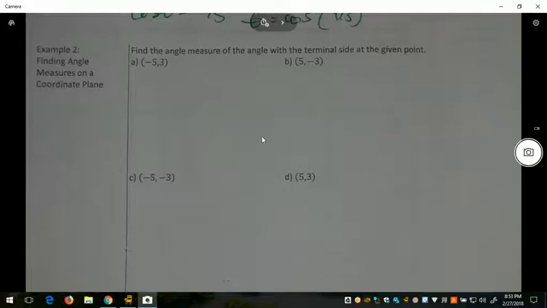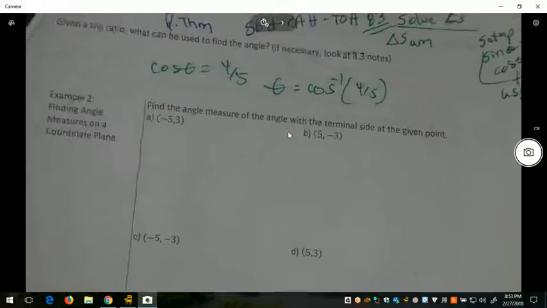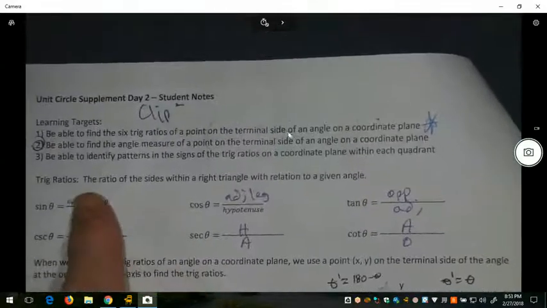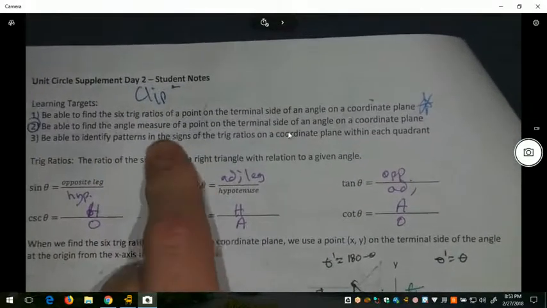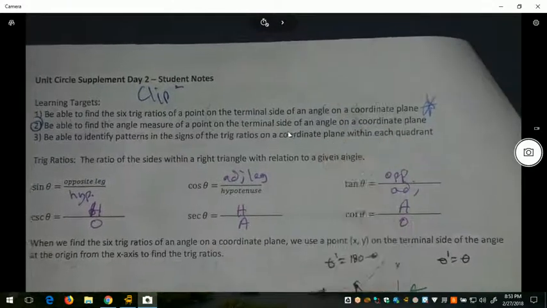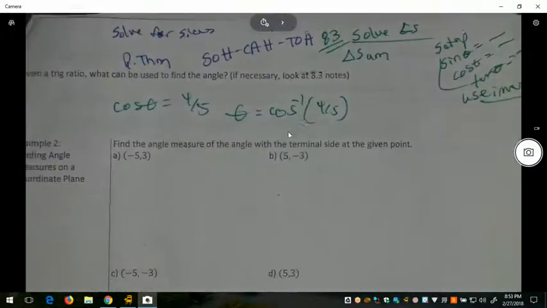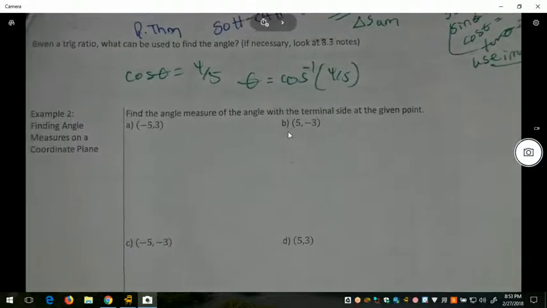Welcome back to Unit Circle Day 2, Clip 2. We had talked briefly about what we were going to do to find the angle using the terminal side, and somehow we got cut off. So here we go. Let's dive into the example now.